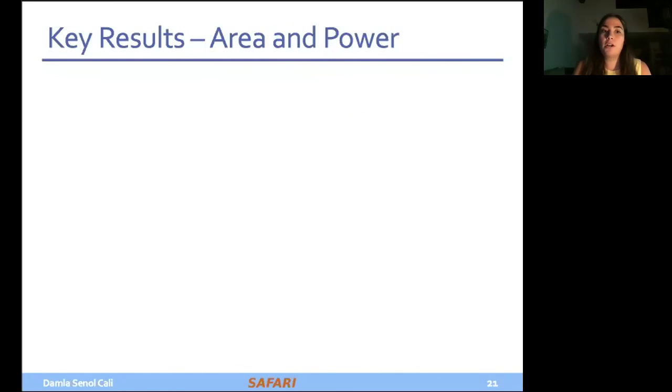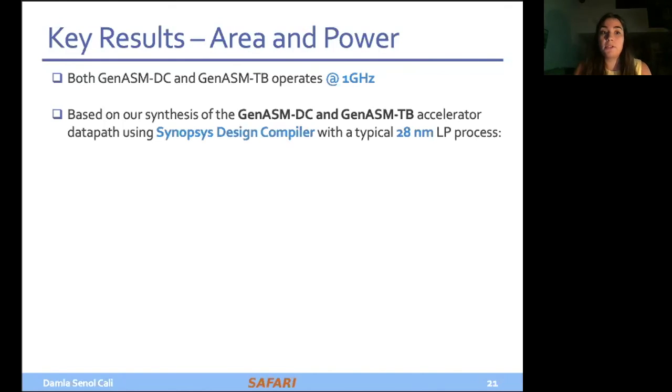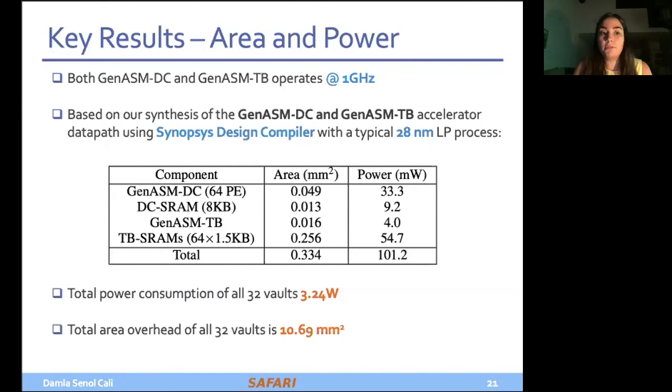When we look at our area and power numbers, when both accelerators operate at 1 gigahertz, and when we synthesize them using Synopsys Design Compiler, we observe that total power consumption for all vaults is 3.24 watts for GenASM, and total area overhead is 10.69 square millimeters.